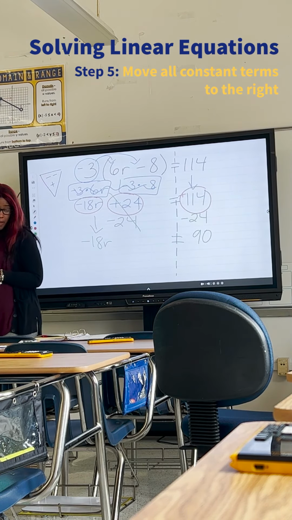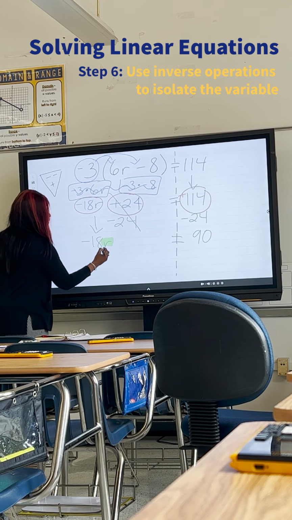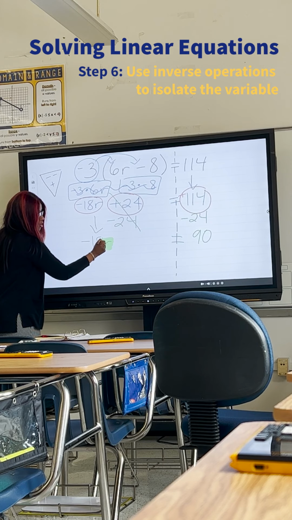Now, I'm on my last and final step. Isolate the variable by using inverse operations. I want to isolate my variable. Here is my variable. Is it isolated? Is it by itself? No. What is in front of it? Negative 18. Now, when you have a variable next to a coefficient, there is an imaginary multiplication there.